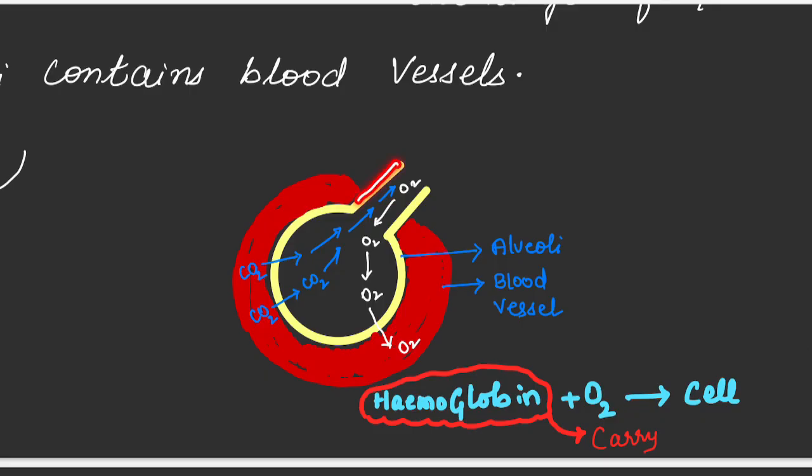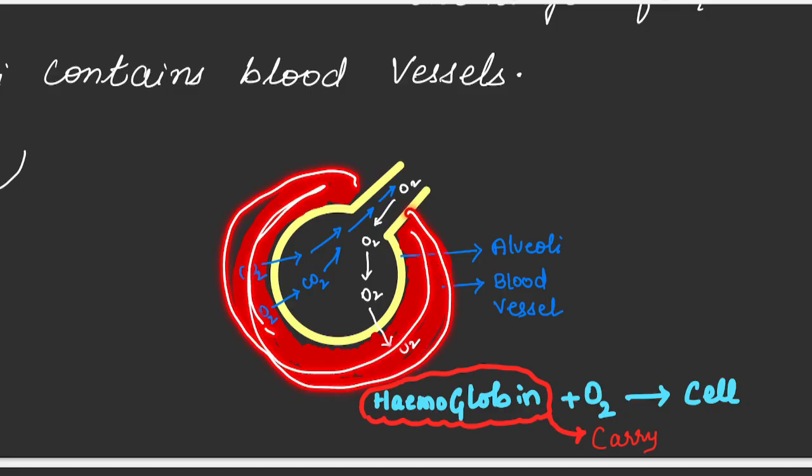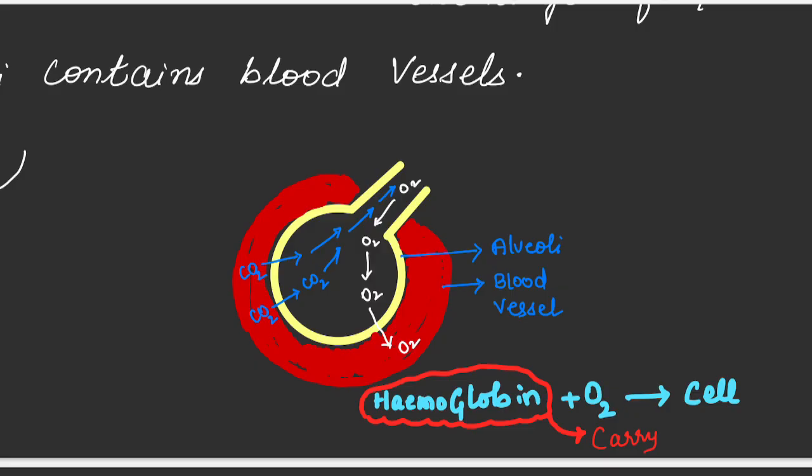So here this yellow color balloon shaped structure is called alveoli. It is surrounded by the blood vessel. You can see this is the blood which is present around the alveoli. So now how does oxygen enter into our body? Through the nostril it will enter into nasal passage and then pharynx and then trachea, and then it enters into lungs, and in the lungs through bronchiole it will enter into alveoli. So you can see the path.